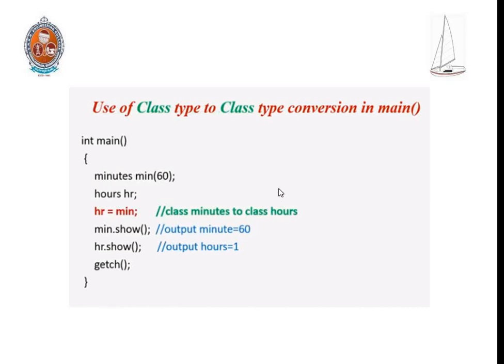And this is the main function for those. The line written in red here, that is HR equal to minute. When this line is executed, class type to class type conversion will be done. Here HR is the object of the hours class and min is the object of the minutes class. You will display those values, and it displays the value 60, and here it displays the value 1.